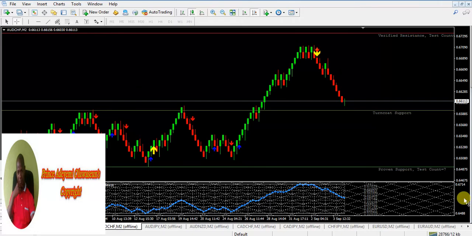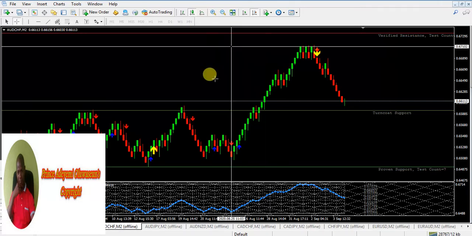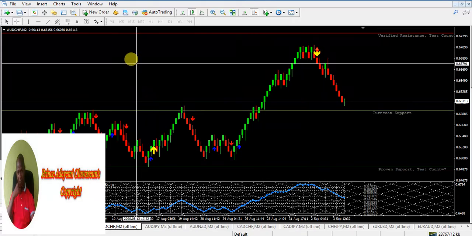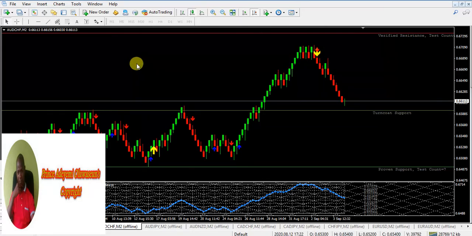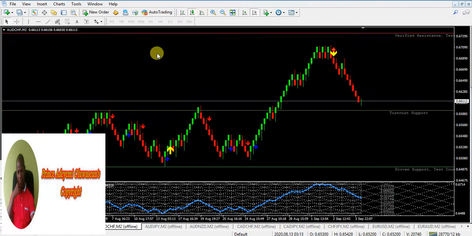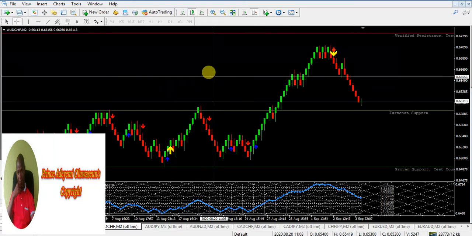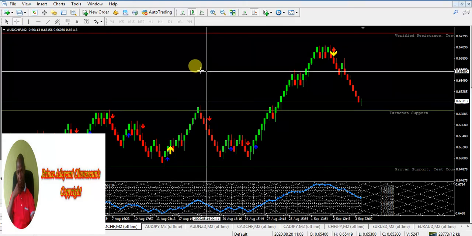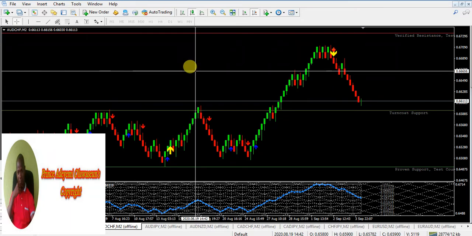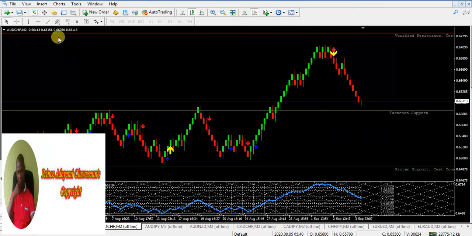And you see, today is 3rd of September. We're already on that trade on AUD USD. We're already on a down trend, a very good down trend. Before we enter this trade, look at the blue line in the window indicator.